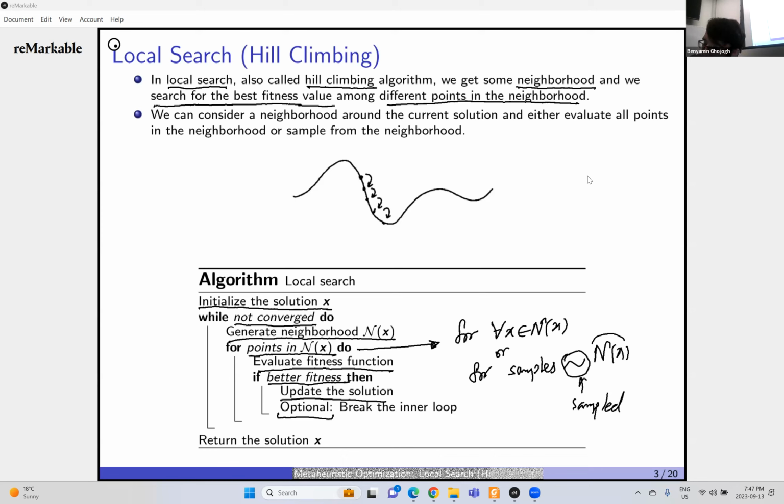And this step is optional, whether breaking the inner loop or not. I mean, by inner loop, I mean this. First off, I assume you all know coding. Otherwise, if you don't know what breaking a loop is, it means I come out of the loop.